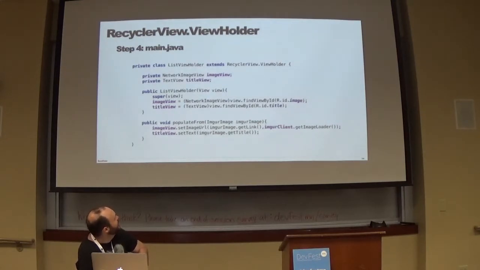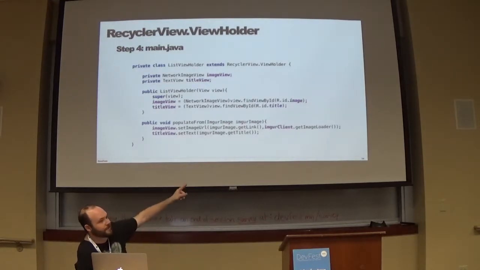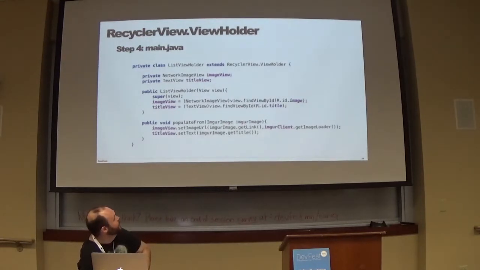So the reason that I add populate from here is because I think that when you're setting stuff, it should be on the object that you're doing the setting, not on some manager. That's just my opinion. And then the set image URL is a special Volley method where you just pass in a link, and it will go and fetch the image and put it in the view, and you don't have to worry about anything. It just handles it all for you.